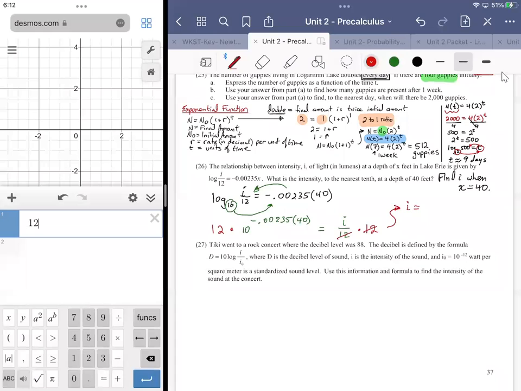12 multiplied by 10 raised to the negative 0.00235 times 40. Put the exponent in parentheses so that it keeps it as part of the exponent. And so they said to the nearest tenth, so the whole decimal is this, but this would round to about 9.7 lumens.